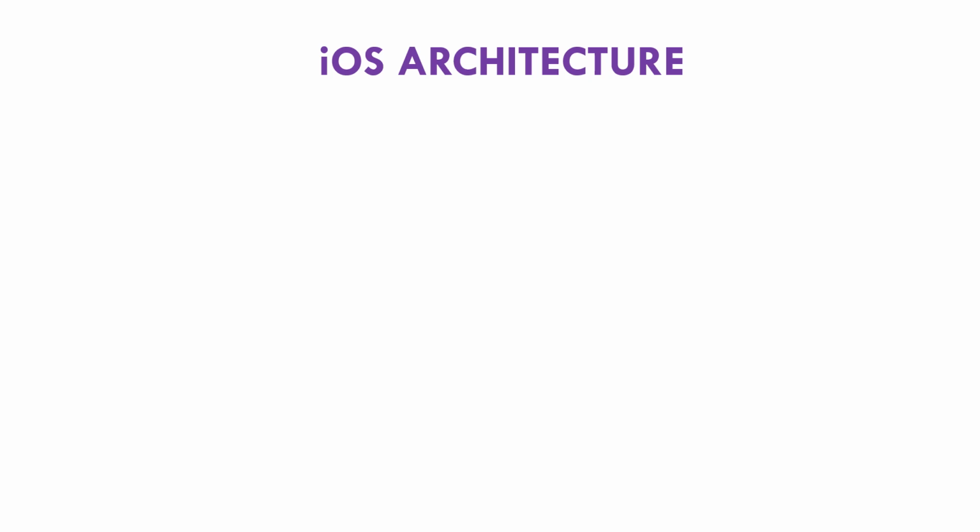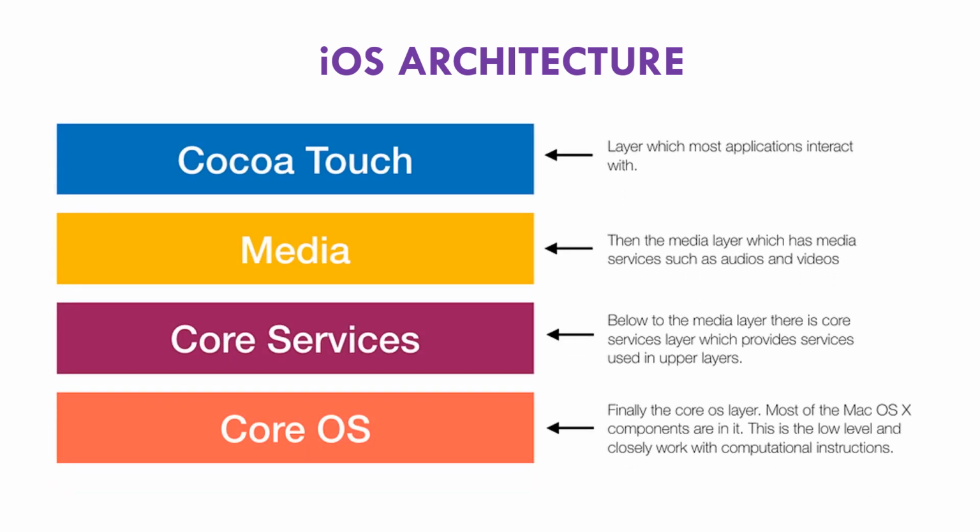Next point is iOS architecture. It is mainly divided into four main layers. The first is Cocoa Touch layer, which is the layer where most applications interact.